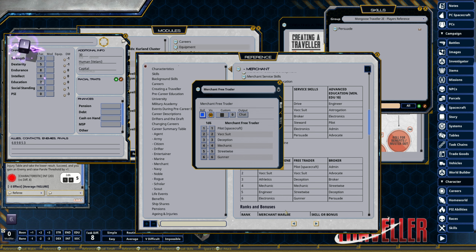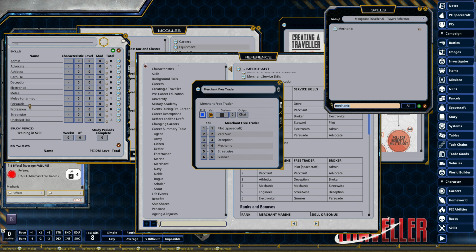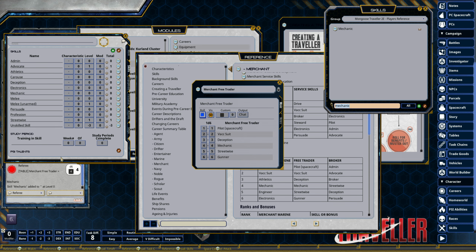So let me go ahead and roll on the free trader table. What skill do I get? I get mechanic. Okay. Now, I don't already have the mechanic skill, so I'll get it at a 0. There we go.